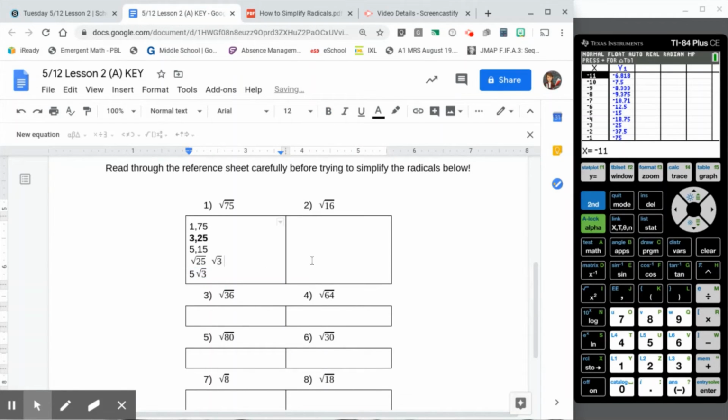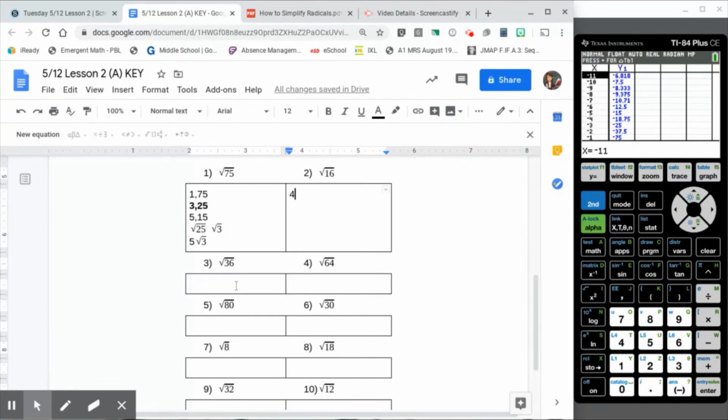Okay. Now some of these do not need to be simplified. Like you should always check to see if it's a perfect square first. So like number 2, square root of 16, that's 4. That's it. Number 3, the next couple are just like this. Number 3, square root of 36 is 6. Number 4, square root of 64 is 8. Number 5, square root of 80, you can check it in your calculator, but you're going to see it's an irrational number.